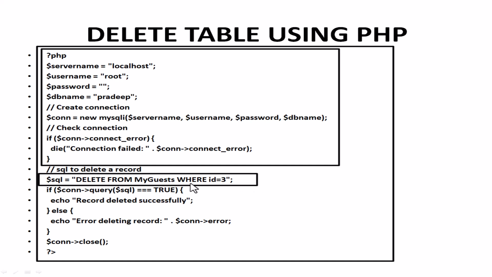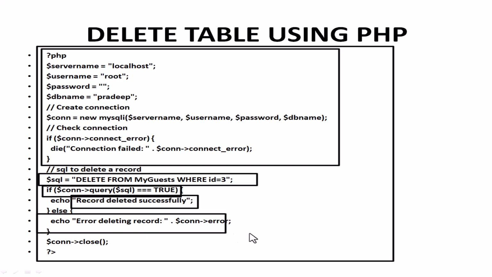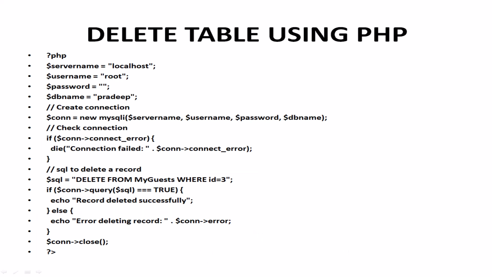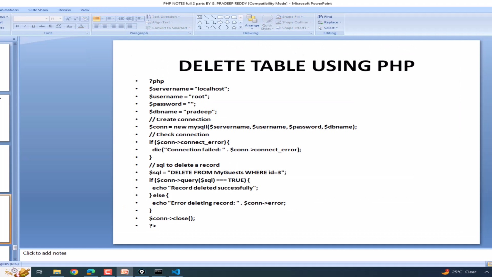So where id equals 3, id equals 3 was not specified, so let us change this value to 123. If the connection query is true, then it is going to show the message record created successfully, else error in deleting the record. Now let us compile this particular program.